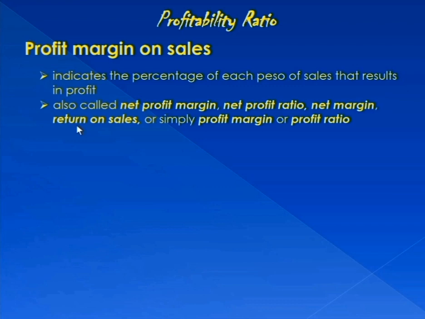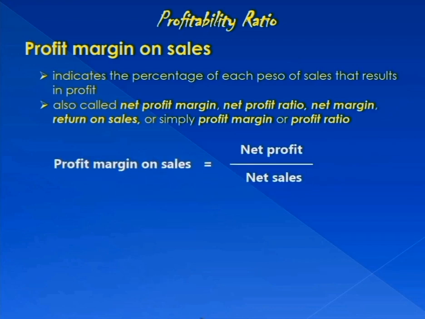Just like the other financial ratios we have already discussed, the name of this ratio gives us an idea about its formula. Net profit divided by net sales. As I just mentioned, the profit margin here refers to net profit, hence the numerator. As for the denominator, don't forget to use the net figure of the sales.